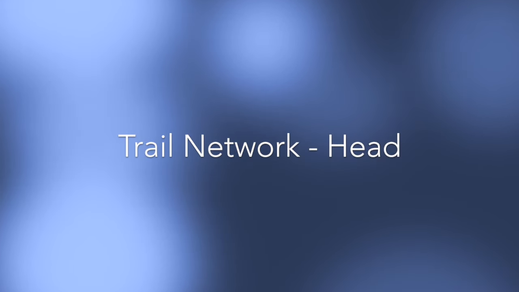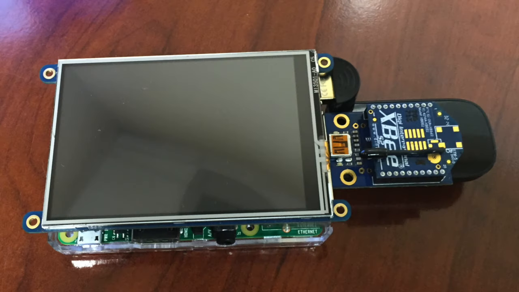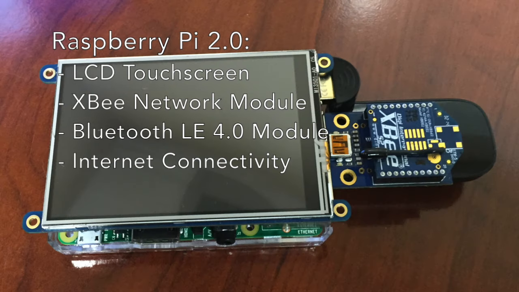Now, let's take a peek at the hardware. The head node of the ENTS is controlled by a Raspberry Pi 2.0, which has a Bluetooth module to detect users, a Zigbee wireless protocol mesh module, and an internet connection in order to post user data back to the server. It also features a touchscreen in order to allow users to register, unregister, or for first responders to see who is in need on the trail.